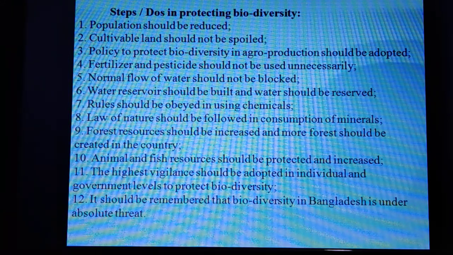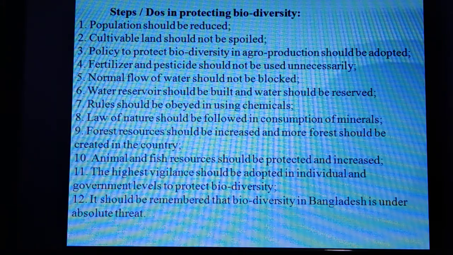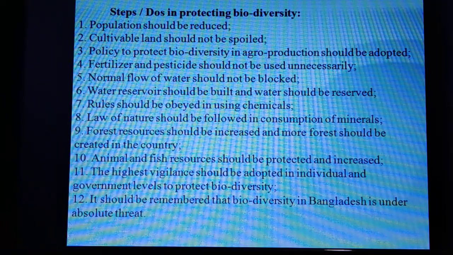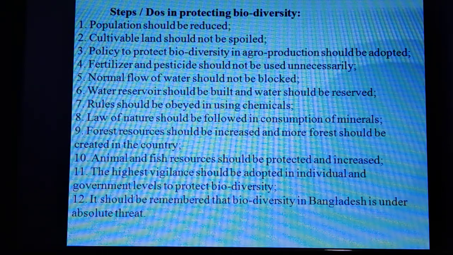Point 11, the highest vigilance should be adopted at individual and government levels to protect biodiversity. Both the government and individuals should protect our biodiversity from utter destruction. And last of all, point 12, it should be remembered that our biodiversity in Bangladesh is under absolute threat. So, dear students, these are the steps by which we protect our biodiversity.